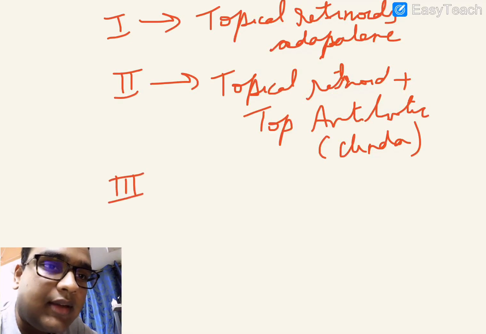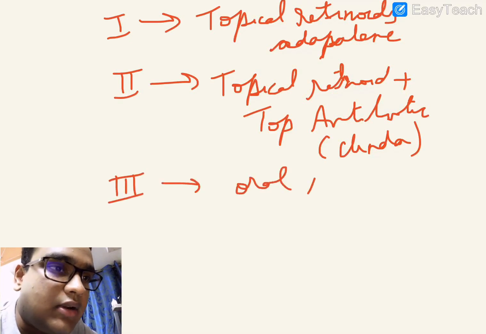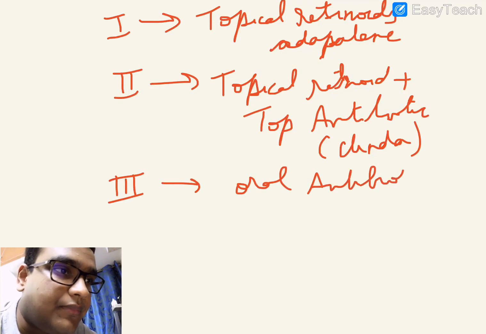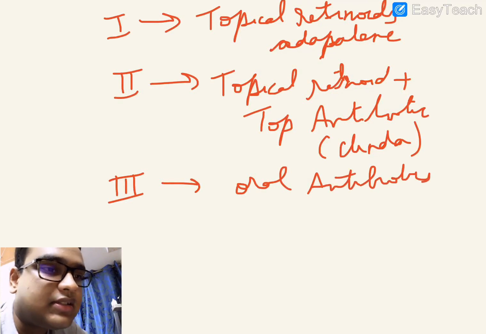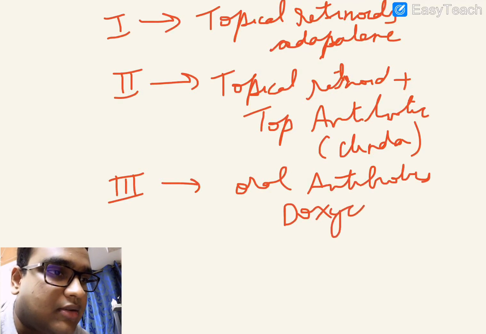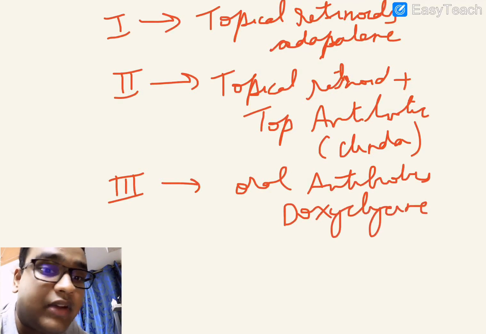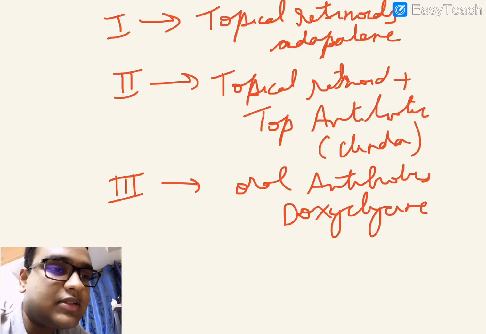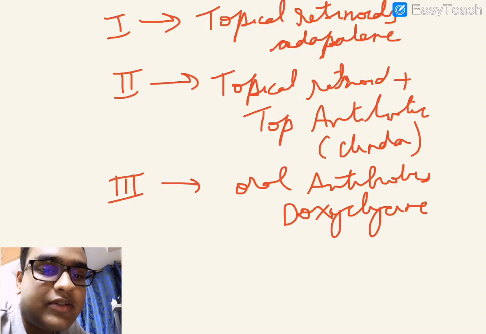Now grade 3 acne, so the treatment is oral antibiotics, such as doxycycline. Now here there's an important viva question which can be asked in your final year examinations, during the practical examinations. So what is the mechanism of action behind doxycycline used in acne? The primary mechanism of action is not because of its antibacterial property, but because of its anti-inflammatory property. So it reduces the inflammation along the pustules. That is the main action of doxycycline.